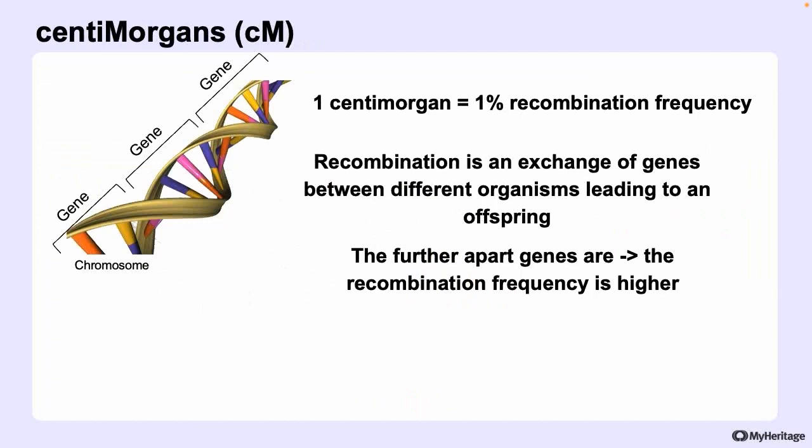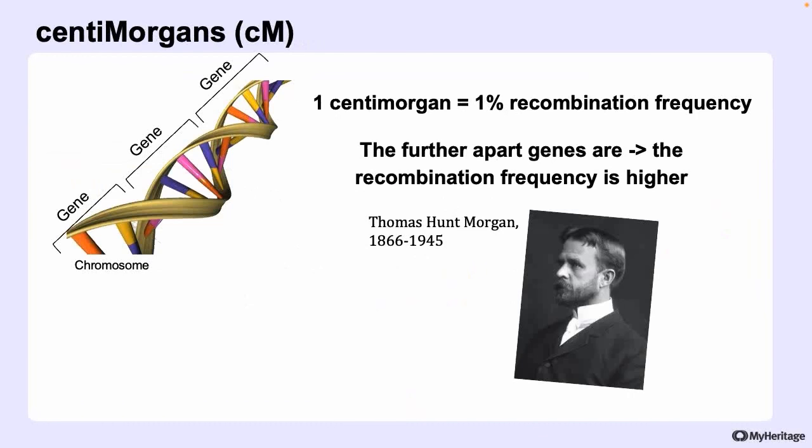And the further apart the genes are, the higher the recombination frequency. So the more centiMorgans that we share with a person means that person is further related to us. Also, a fun fact: the centiMorgan was named in honor of Thomas Hunt Morgan, a very well-known scientist who received a Nobel Prize for his work on how genes are arranged on the chromosome and how gene inheritance works. So centiMorgan comes from the name Morgan.